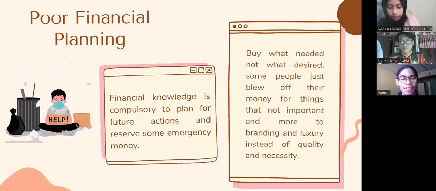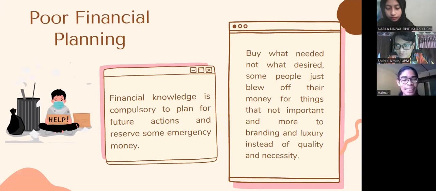With this, everything will be planned, not just goes out of your wallet without knowing what's for and what's coming next. You also need some discipline in managing your finances. Buy only what is needed and not what is desired when you have some financial problems, of course. Some people just blew off their salary for things that are not important and more to branding and luxury instead of quality and necessity. For example, once in a while you can get a fancy coffee from Starbucks, but do not need to buy it every day if you know it will sprout a problem in your financial status.